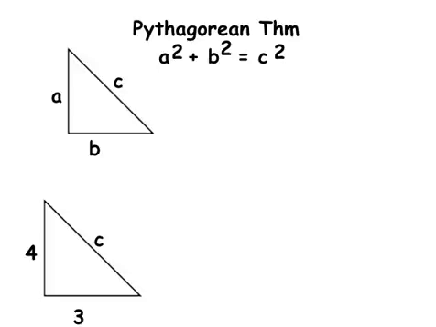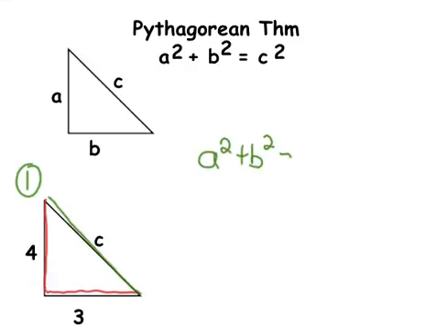This is the first example we worked through in class today. On the bottom, I have 4 and 3 as my legs here. And c was my hypotenuse. So the first thing we're going to do on a question like this is, since it's a right triangle, you're going to start with that Pythagorean theorem. You're going to write that on the first line of your paper. a squared plus b squared equals c squared.